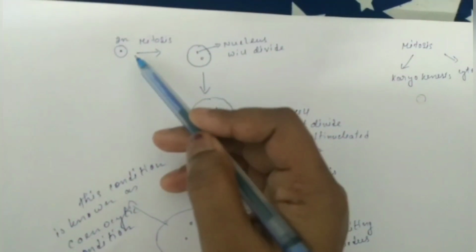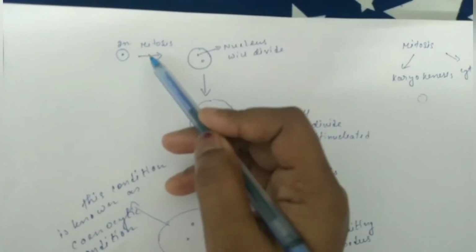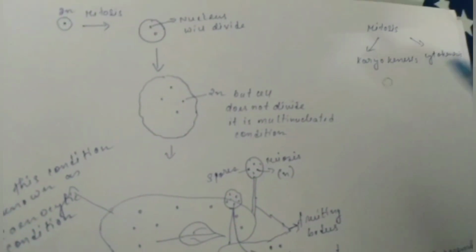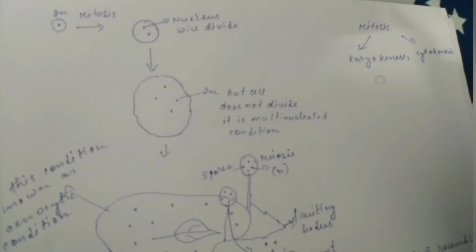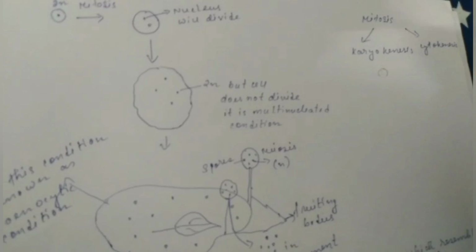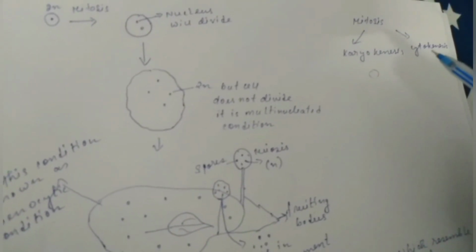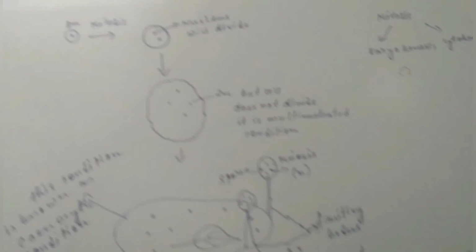Now this is a 2N cell of slime mold. It will undergo mitosis. Mitosis is again divided into karyokinesis and cytokinesis. As you all know, karyokinesis means the nucleus will divide, and cytokinesis means the cytoplasm will divide.